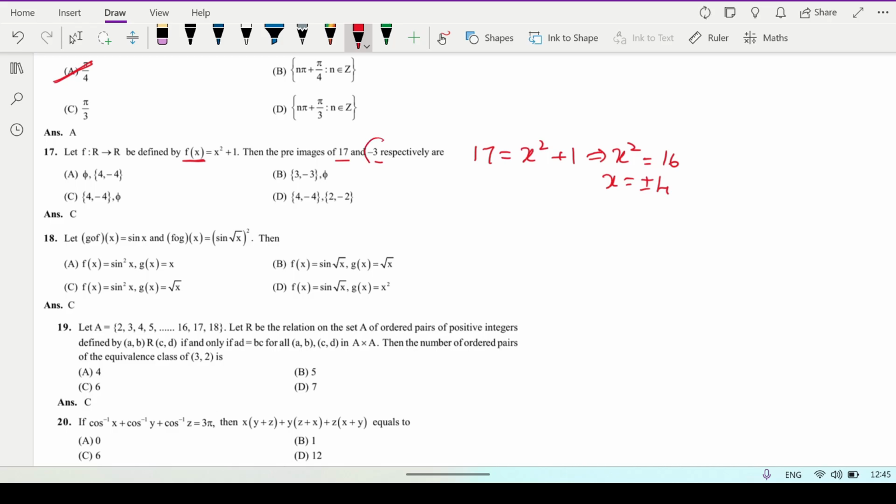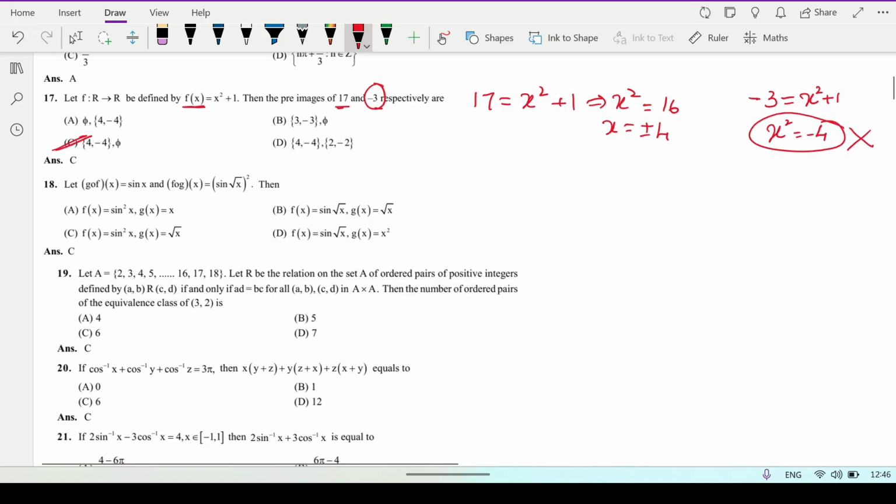And let us find the pre-image of minus 3. That means minus 3 is equal to x square plus 1. If we shift the term, x square will be equal to minus 4, which is not possible for any of the real numbers. Therefore, there is no pre-image for minus 3. That means we get the pre-image of 17 is 4 and minus 4, and for minus 3 it is the null set.